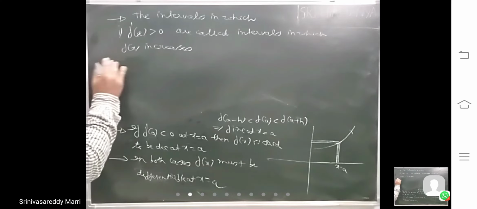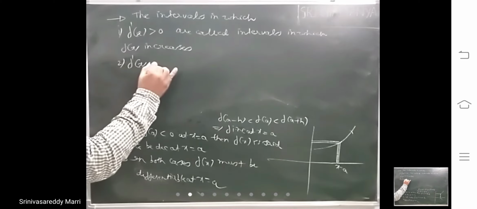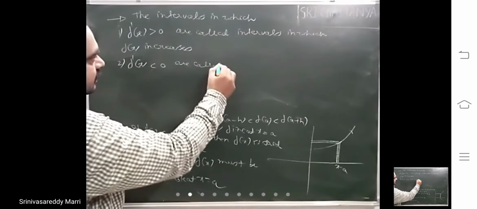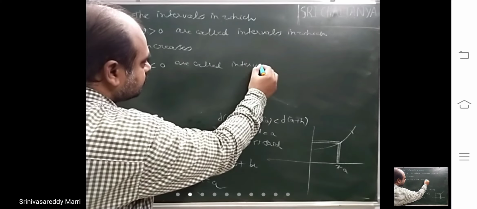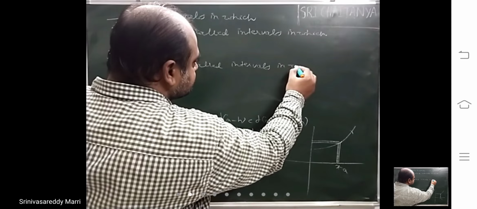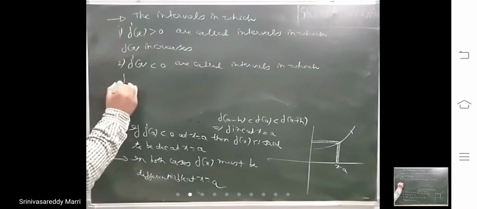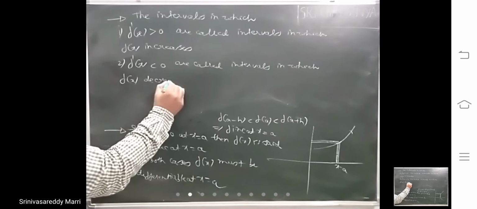Number 1 this is, number 2: the intervals in which f dash x less than 0 are called intervals in which f of x decreases.